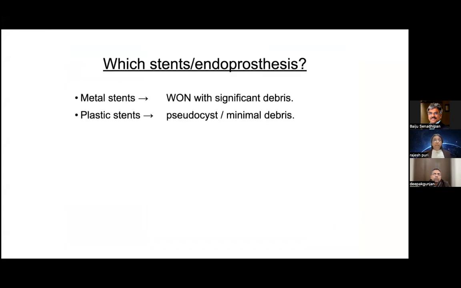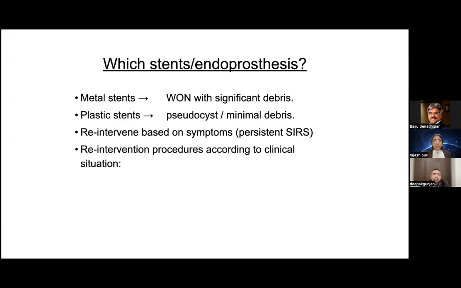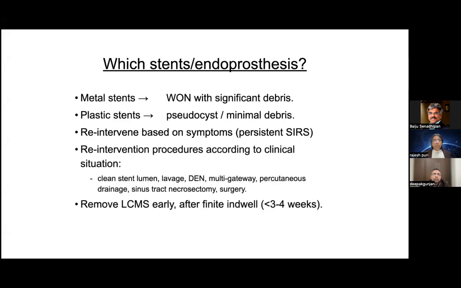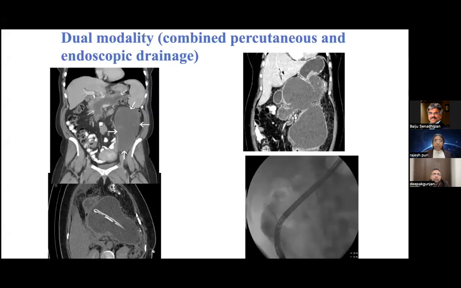And which stent? Metal stent, if one has significant debris. Plastic stent in the cases of pseudocyst or one with minimal debris. Reintervention should be based on the symptoms. Not all drainage requires a reintervention in the form of necrosectomies. It should depend upon the clinical situation. Remove the LAMS early, within 3 to 4 weeks, so LAMS-related complications will be less.